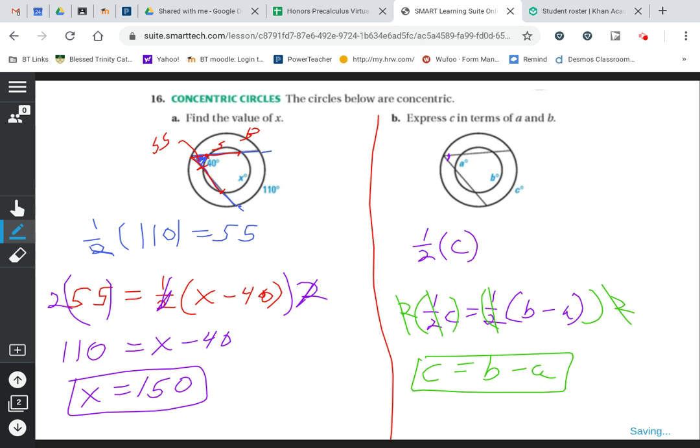And if you think about it, guys, on the left-hand side, 110 is c, b is x, and a is 40. So it all works out the same way.